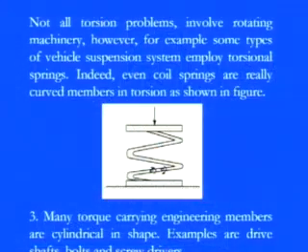Not all torsional problems involve rotating machinery. However, some examples are suspension systems which employ torsional springs; they are always under the action of shearing. If you see this particular figure, you will find that all these coils of the springs are curved surfaces under the action of torsion. Whenever we apply the load, there is twisting all along, and you can see in this figure that they are under the twisting moment.